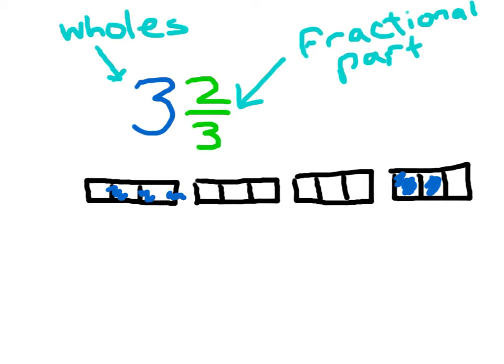But in this case, we have 3 wholes: that's 1 whole. Each of these bars represents a whole. 2 wholes. And 3 wholes. So we have just modeled 3: 1, 2, and 3. And then this is the fractional part. 2 out of those 3 parts are shaded. So you've got 1, 2, 3, and 2 out of the 3 parts. 3 and 2/3.